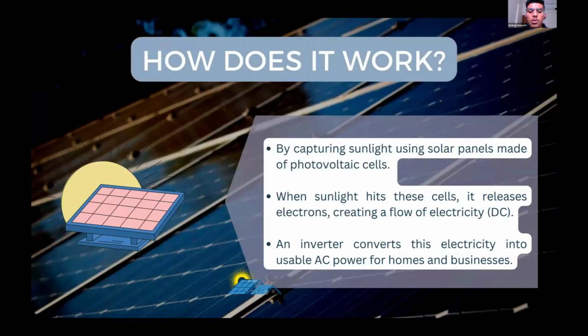Next, how does it work? Solar energy works by capturing sunlight using photovoltaic cells in solar panels. When sunlight strikes these cells, electrons are released, resulting in a direct current flow. And then an inverter turns this electricity into usable alternating current power for homes and businesses. Let's watch a short video that shows us how this actually works in greater detail.